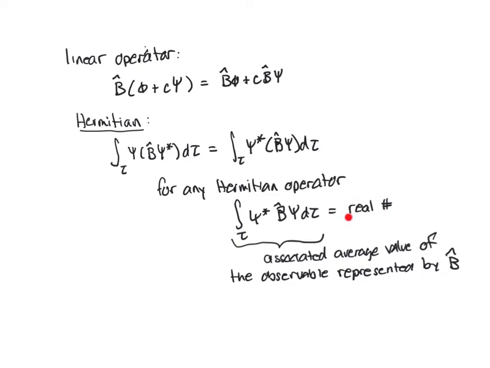So if we want to associate this with an average value of an observable, then it had better be a real number. It can't be imaginary and it can't be some function. It has to be a real number. And so the operators have to be Hermitian in order for that to be true. And that's why all of our operators that are associated with observables are Hermitian operators. If the operators are linear, then if I have two different functions, so I have a system that's a combination of two different waves, the observable for that system is the sum of the observables for the two different waves.